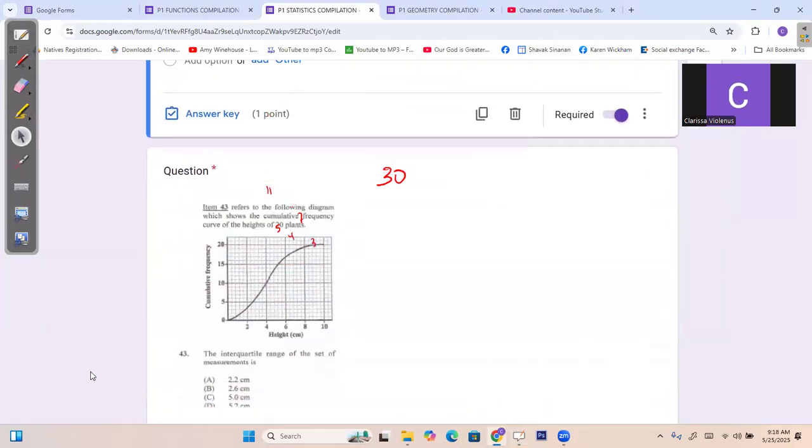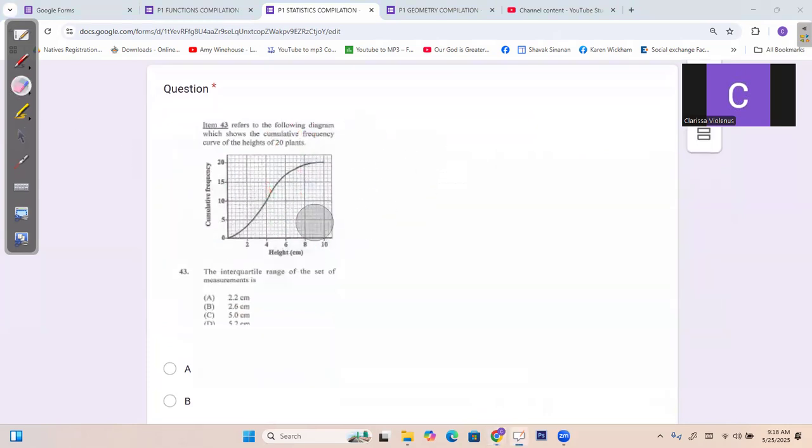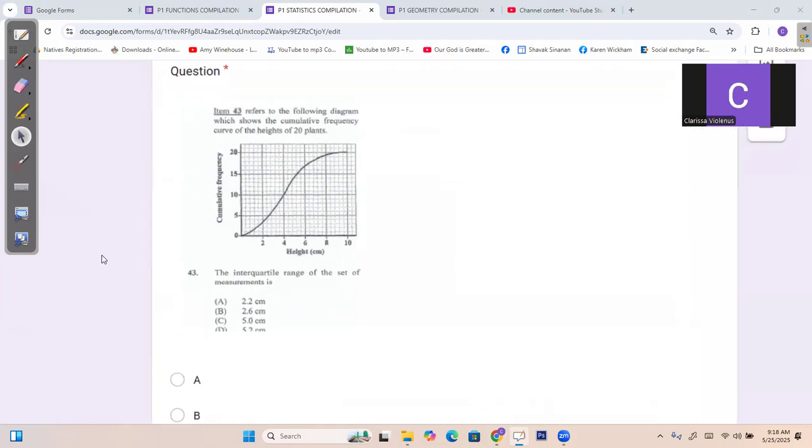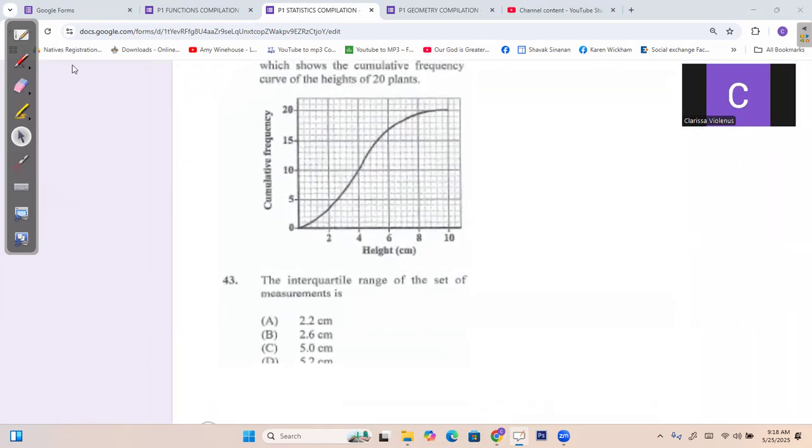Then this here says, the interquartile range of the set of measurements is. So to find the interquartile range, you need the upper quartile minus the lower quartile. So first, if 20 is the total, this is the median. So this is the lower quartile. So where does this fall? It falls here. Each is 2, so 2 divided by 5 is 0.4. So this would be 2.4, which is the lower quartile.